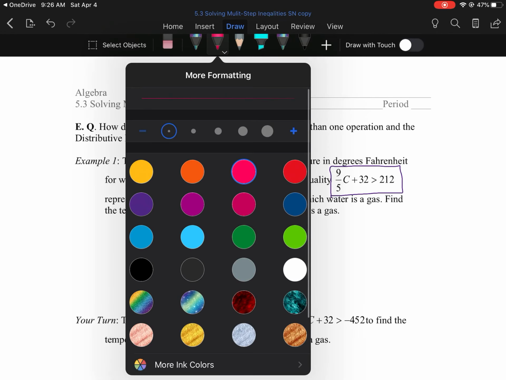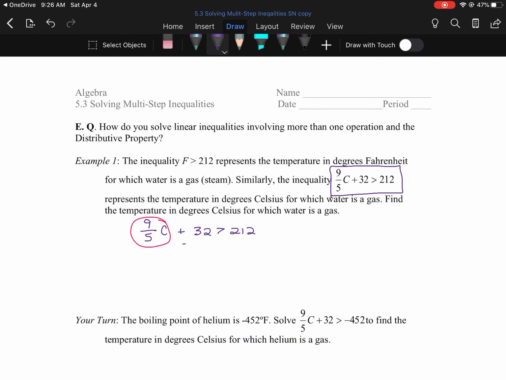So if my variable is here, that means I need to get that alone. So in order to get that alone, I have to subtract 32 from both sides. So then we end up getting 9/5 C is greater than 180. All right, so again, you could do this in one step, multiply by the reciprocal. I'm going to go ahead and take my time, do it in 2 steps.